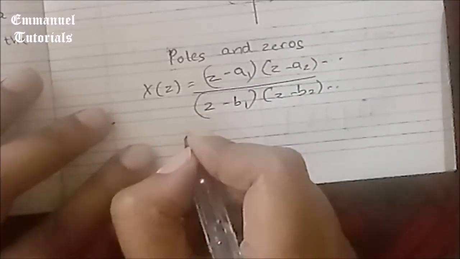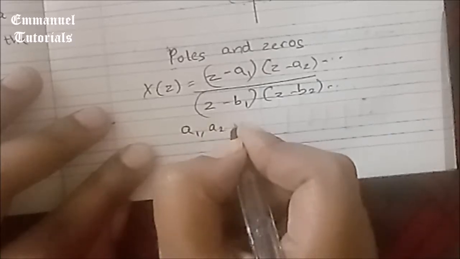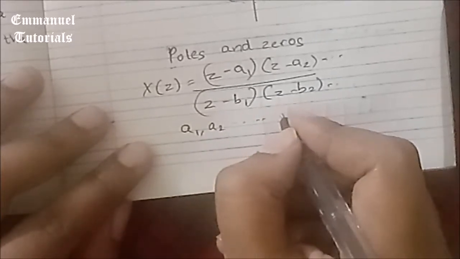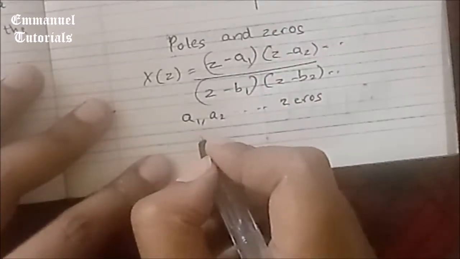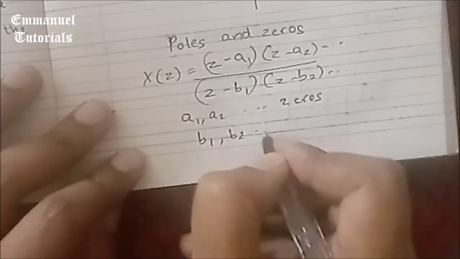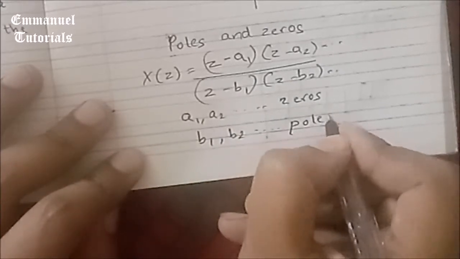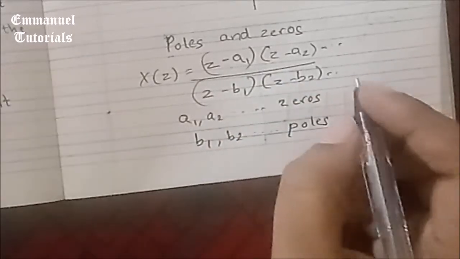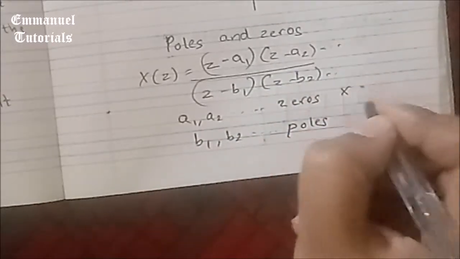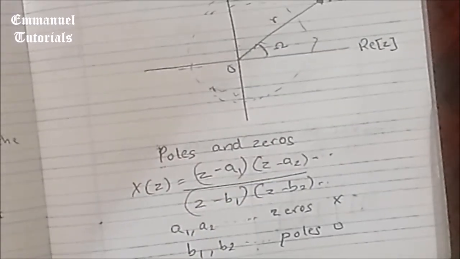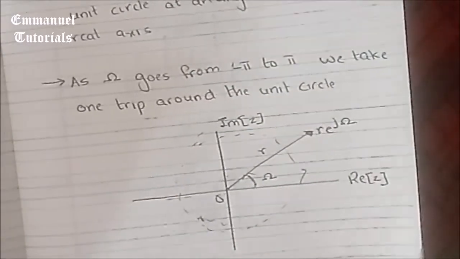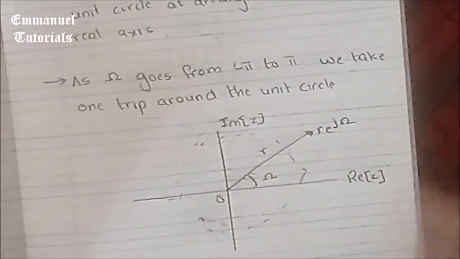So here A1, A2 and the rest will be zeros because they are on the numerator part, and B1, B2 and so on will be poles because they are found in the denominator. Zeros are denoted by a cross on the point in the z plane, and poles are denoted by 0 on the point wherever it is located on the z plane. This is what about the z plane and how we are getting the ROC as the unit circle.